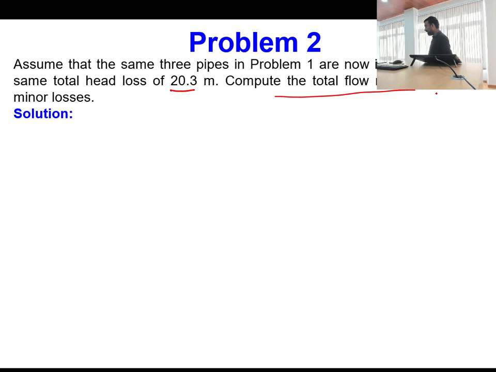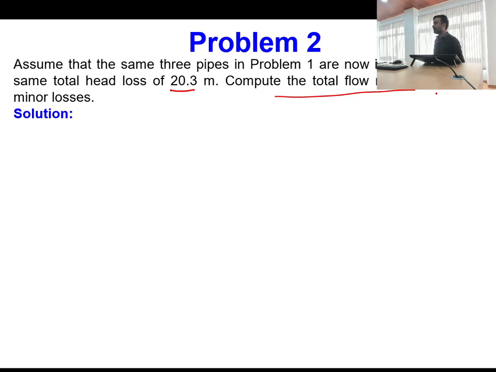We have to neglect minor losses. Now all these three pipes are in parallel arrangement, and we have to find the flow rate through the parallel junction. So can you tell me how to approach?